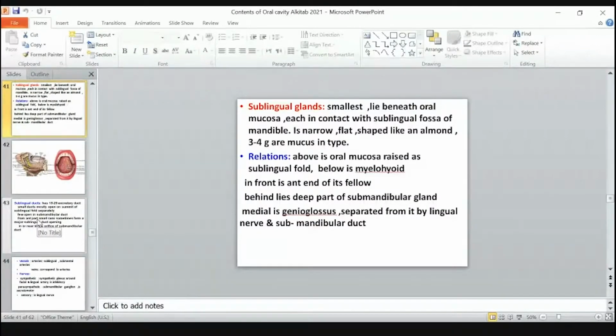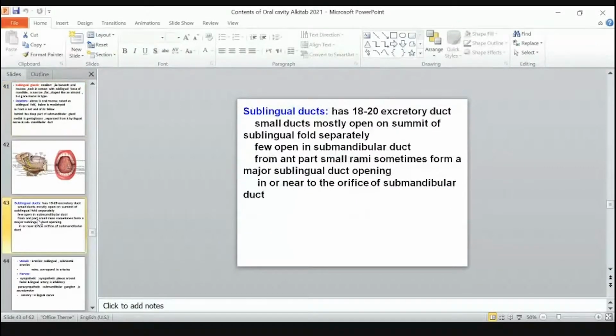The sublingual gland has 18 to 20 small secretory ducts, which mostly open on the summit of the sublingual fold separately. A few open into the submandibular duct, continuous with it from the anterior parts. Small rami sometimes form a major sublingual duct. This is rare, forming a single duct opening in or near the orifice of the submandibular duct, but usually some of them open separately and some connect with the submandibular duct.